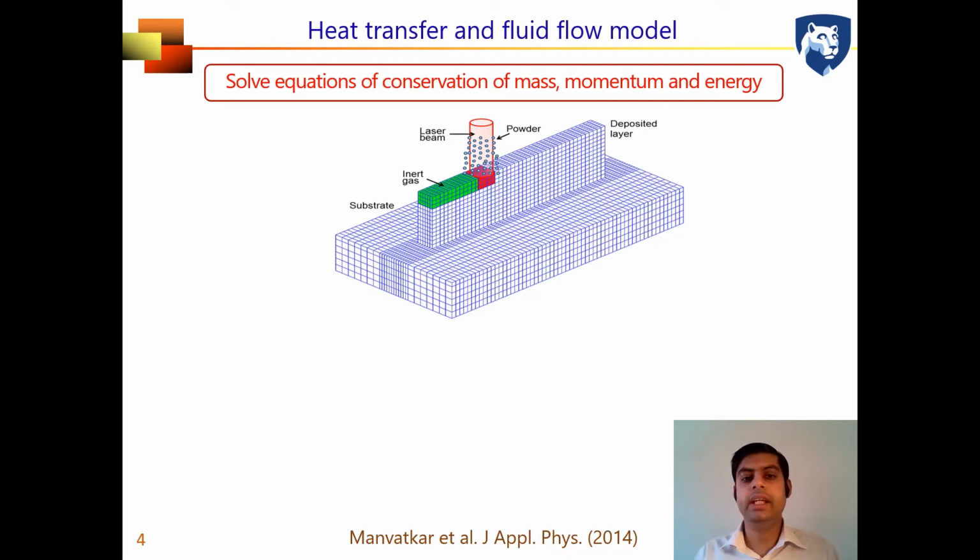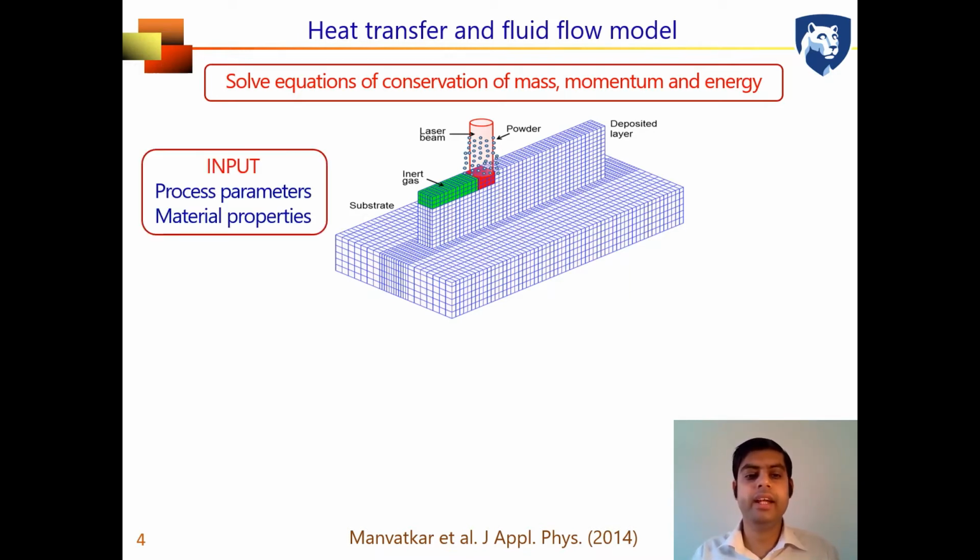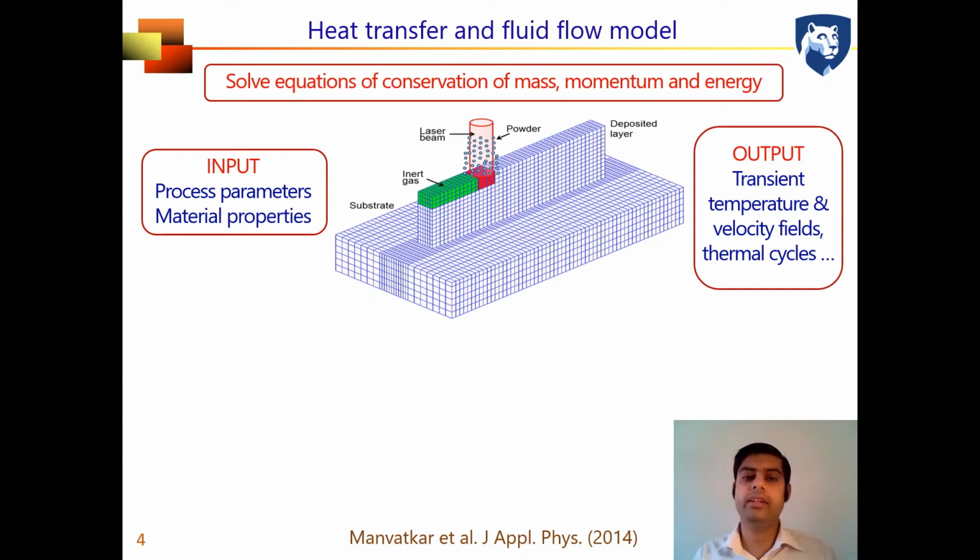So the heat transfer fluid flow model essentially solves the conservation equations of mass, momentum, and energy, and it takes as input process variables and alloy properties and provides us the transient temperature and velocity fields in 3D and thermal cycles. And as you know, in additive manufacturing, the solution domain here consists of the substrate, the deposited layer, the surrounding shielding gas, and the loose powders that are being deposited on the top of the substrate to form the layer.